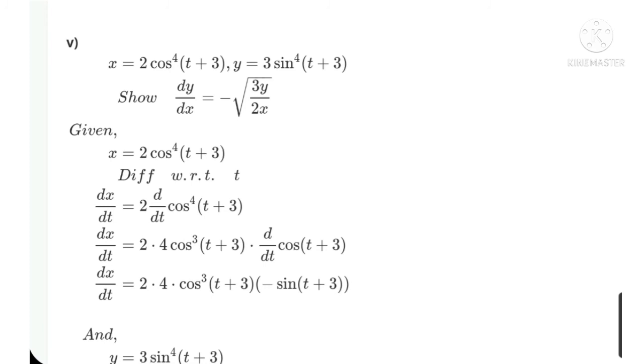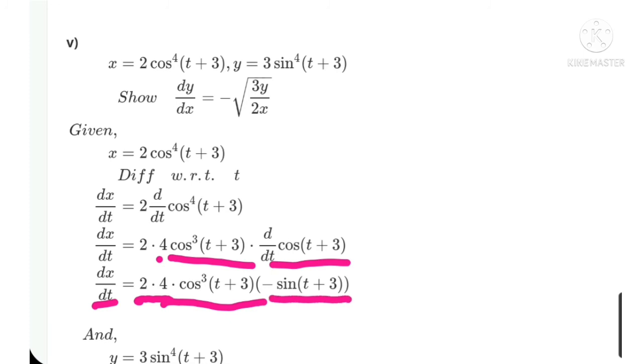First you write x, differentiate with respect to t, dx by dt is equal to 2 as it is, cos raised to 4, derivative of cos raised to 4 t plus 3. So what is the derivative of cos raised to 4? 4 into cos cube t plus 3 into derivative of cos t plus 3. So dx by dt is equal to 2 into 4 cos cube t plus 3 as it is. Derivative of cos is minus sine t plus 3.